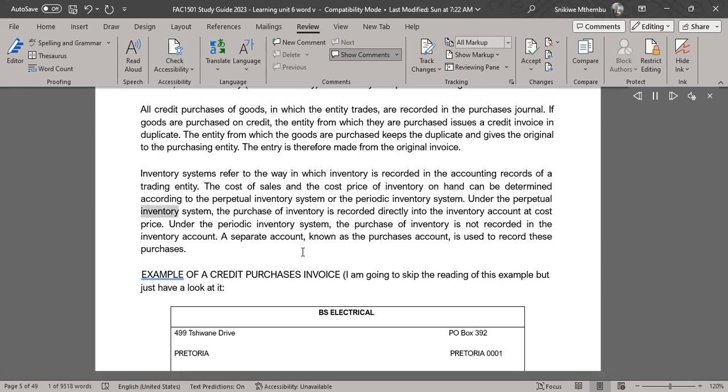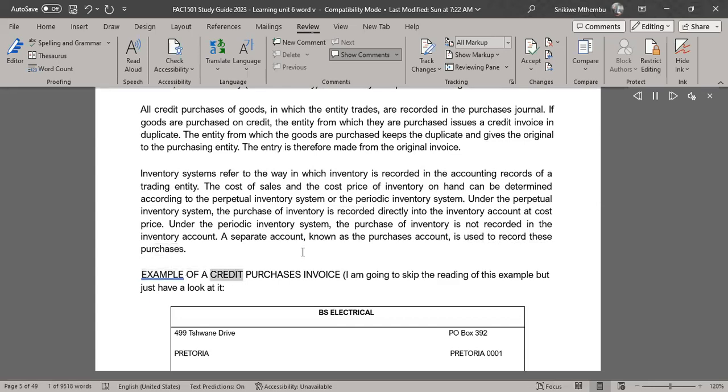Under the perpetual inventory system, the purchase of inventory is recorded directly into the inventory account at cost price. Under the periodic inventory system, the purchase of inventory is not recorded in the inventory account. A separate account, known as the purchases account, is used to record these purchases.